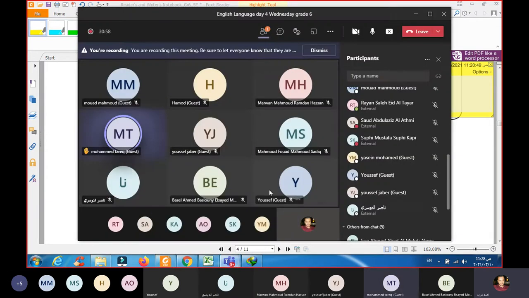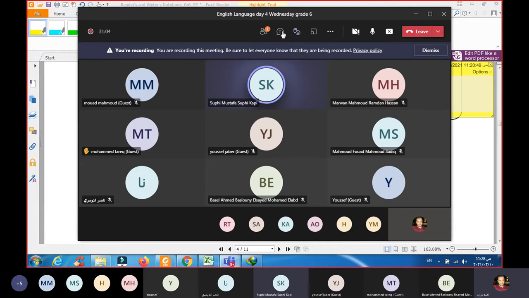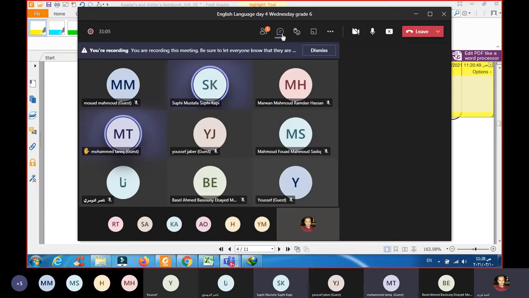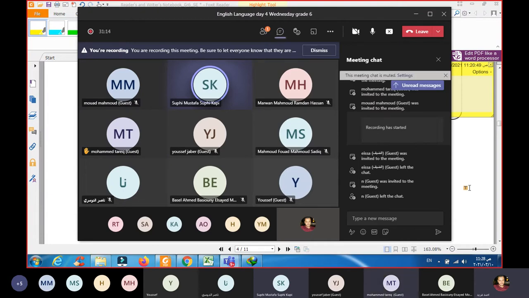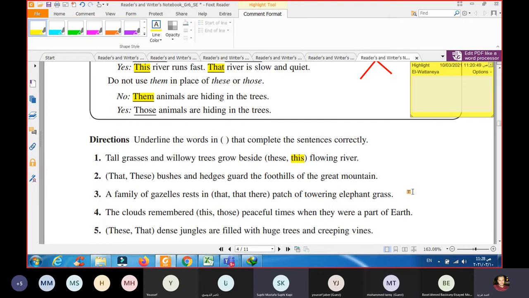Please go on, Sophie. Read the complete sentence, please. Okay, bushes and hedges guard the foothills of the great mountain.